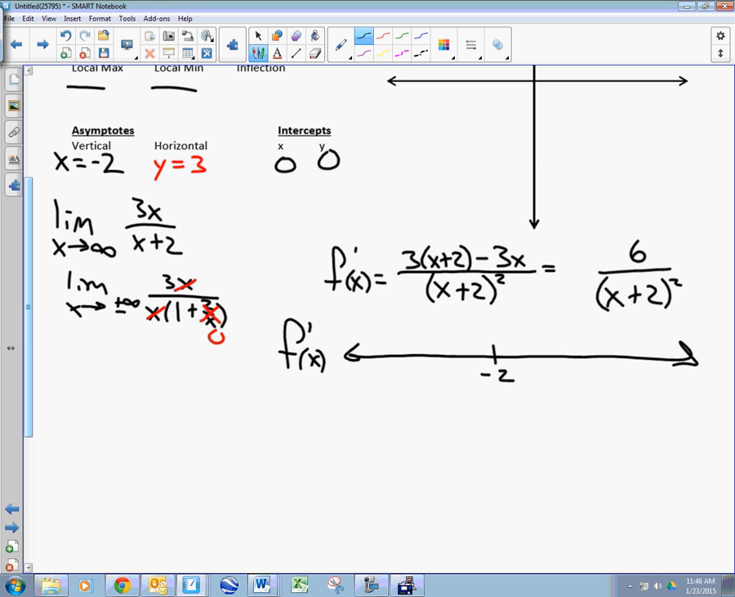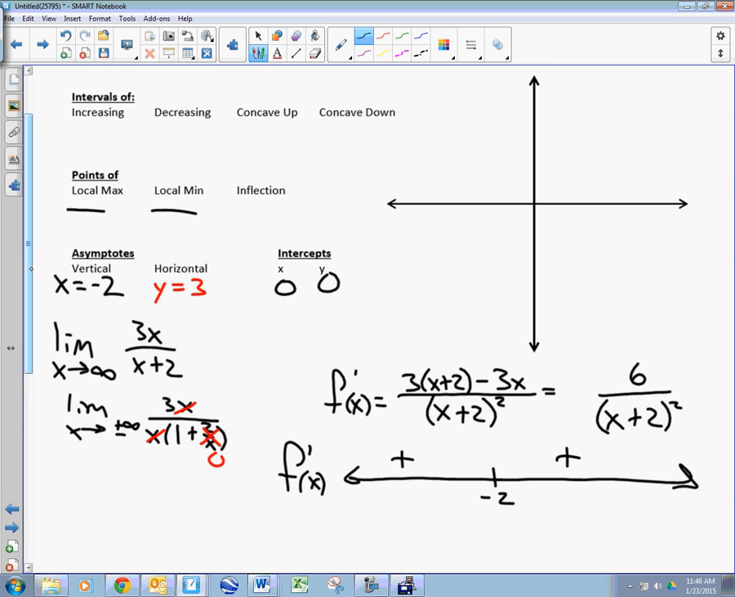Negative 2. No matter what we plug in, we're going to square it and it's going to become positive, correct? And the top is positive. This is always positive. Therefore, it is never decreasing. It is increasing on negative infinity to negative 2, union with negative 2 to infinity. Is it ever decreasing? No.